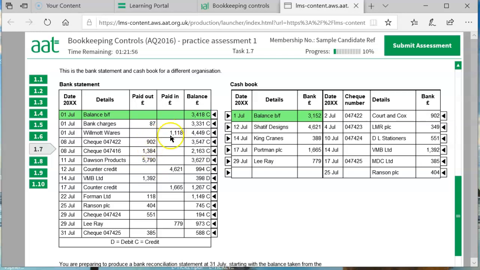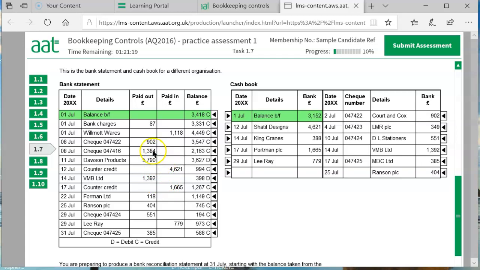Let's take these two items over here. One is a receipt and one is a payment. 1118 minus 902, which is 216. Let's see the difference again. 3418 minus 3152 is 266. So what else can be 266?